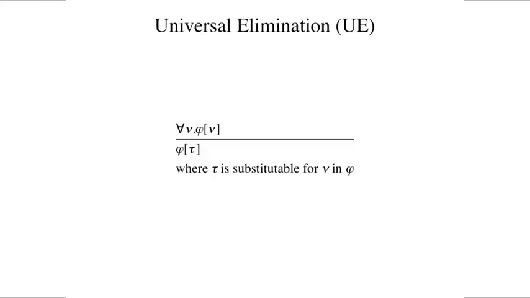Universal elimination, our second rule, sometimes called UE, allows us to reason from general to the particular. It states that whenever we believe a universally quantified sentence, we can infer a version of the scope of that sentence in which the universally quantified variable is replaced by an appropriate term. We'll explain this condition of what makes a term appropriate in a moment.